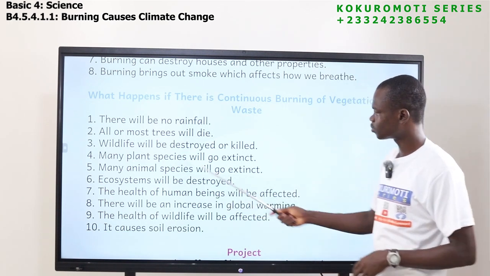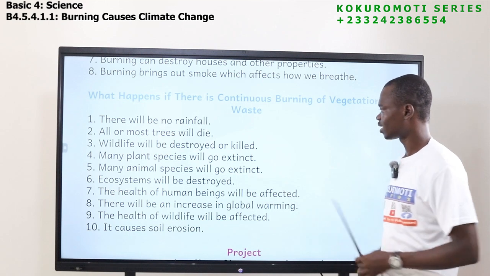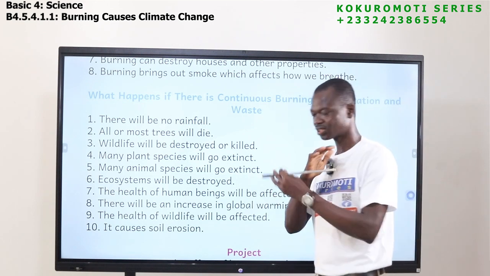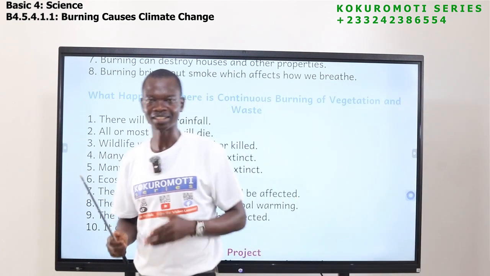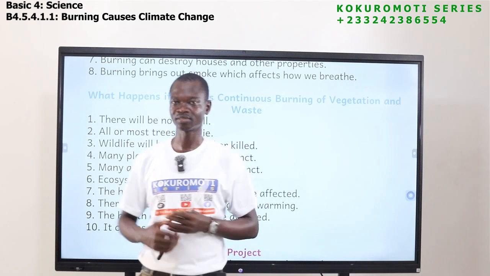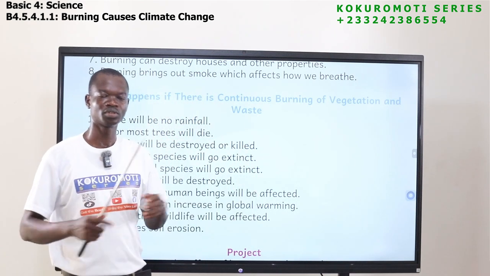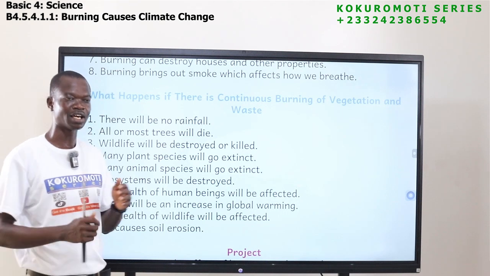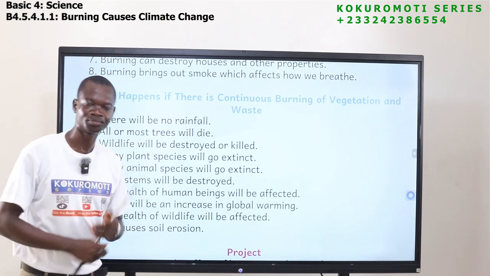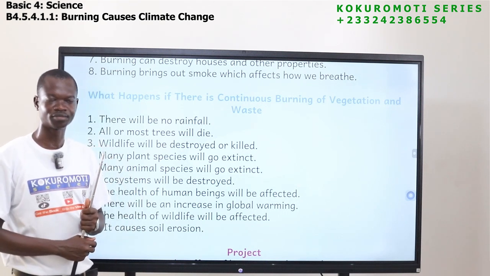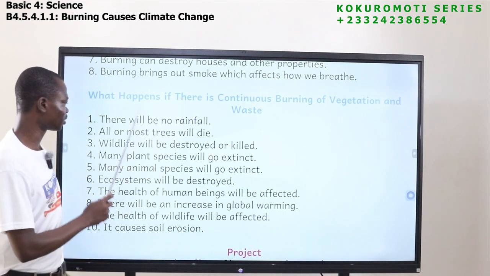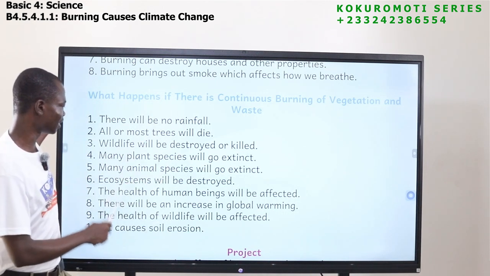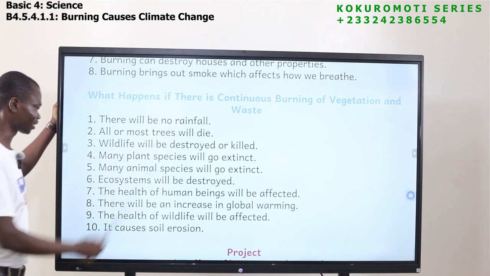Number 4, many plant species will go extinct. Extinct means that they will disappear. You will not see them again. We know plants and animals, we have different species. So if there is continuous burning, it will get to a point that a particular species will not be found again. So plant species will go extinct. Many animal species too will go extinct.